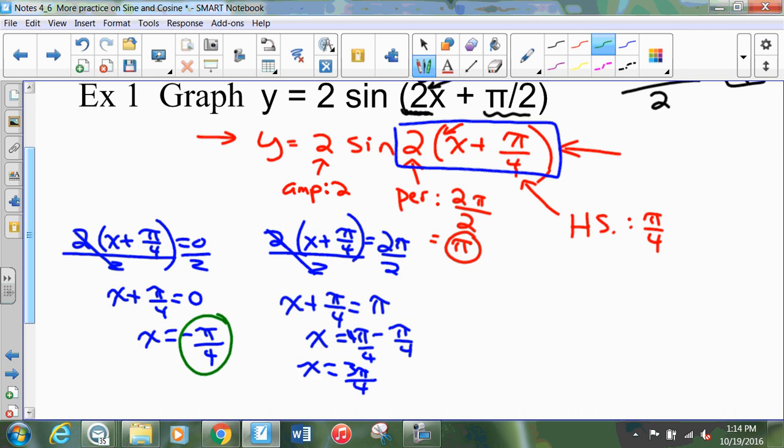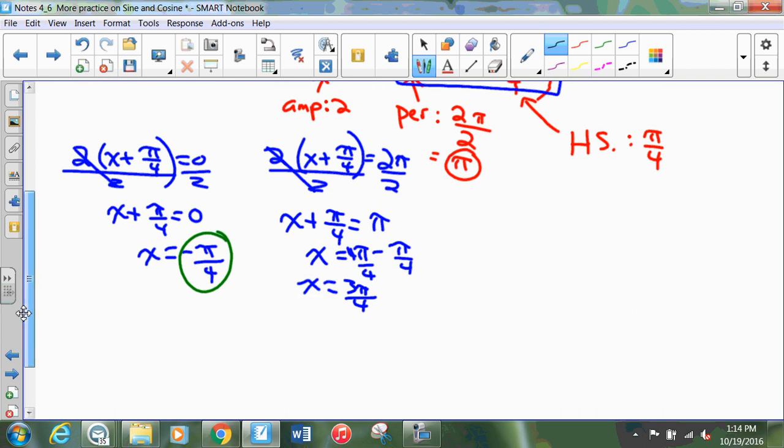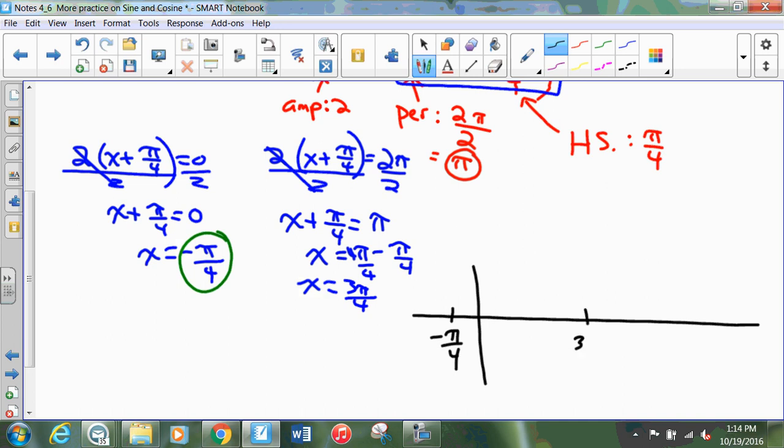So let's quickly sketch this. Move it down a little bit. Okay, so let me make my tick marks. My first one's going to be at negative pi over 4, going to be right here. My last one's going to be 3 pi over 4. My middle one's going to be negative pi over 4 plus 3 pi over 4, that's 2 pi over 4. You know what? I'm going to put it in writing so that can help people that are still struggling with this.